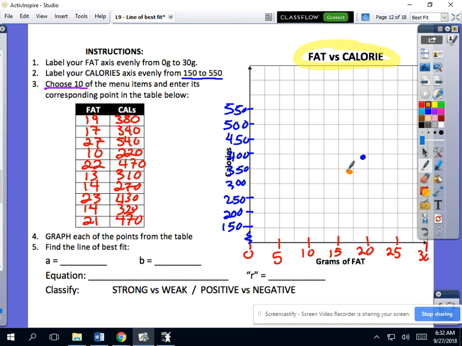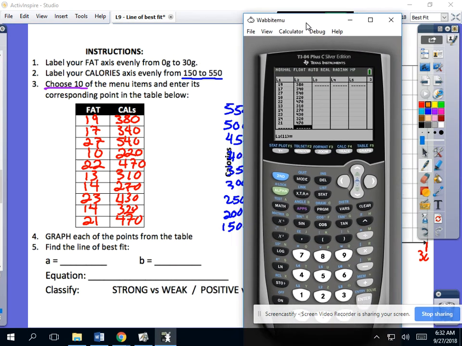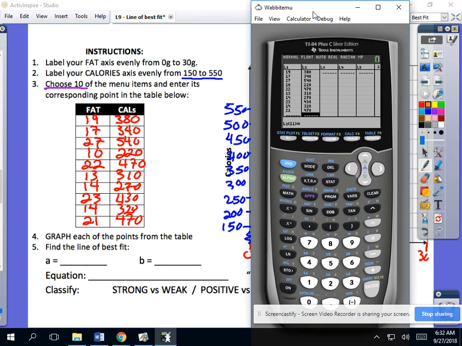But now what I really want to do is come back to the calculator and look at the line of best fit. What is the line of best fit that's created here? So once again, I'm going to press stat. I'm going to go over to calc. I'm going to go down to line 4, LinReg. I'm going to hit enter. And just hit enter enough times to get down to calculate.